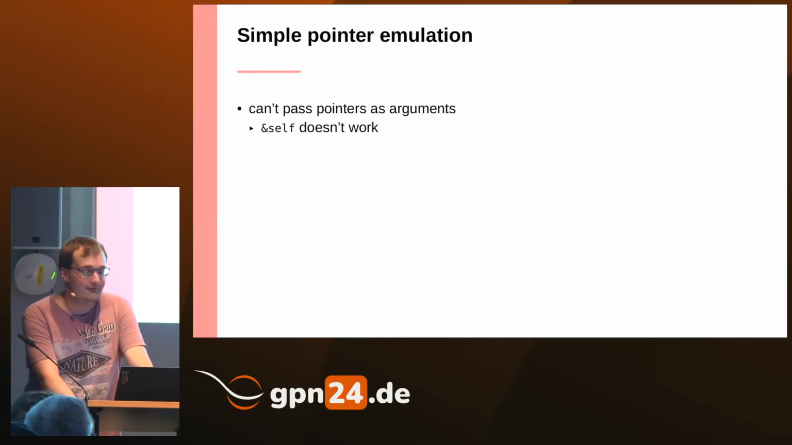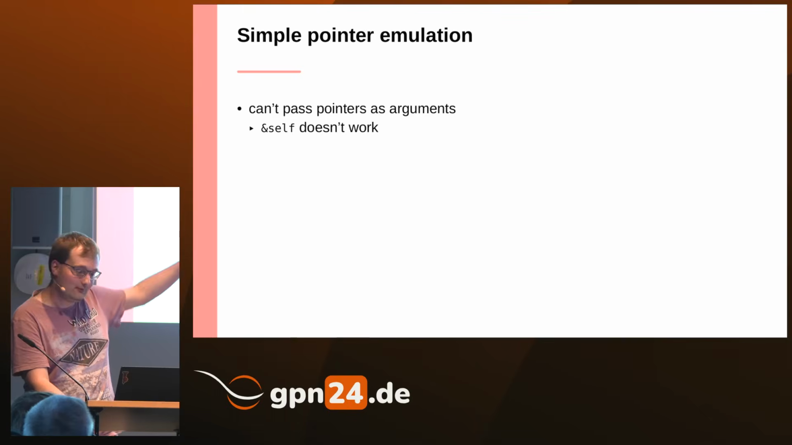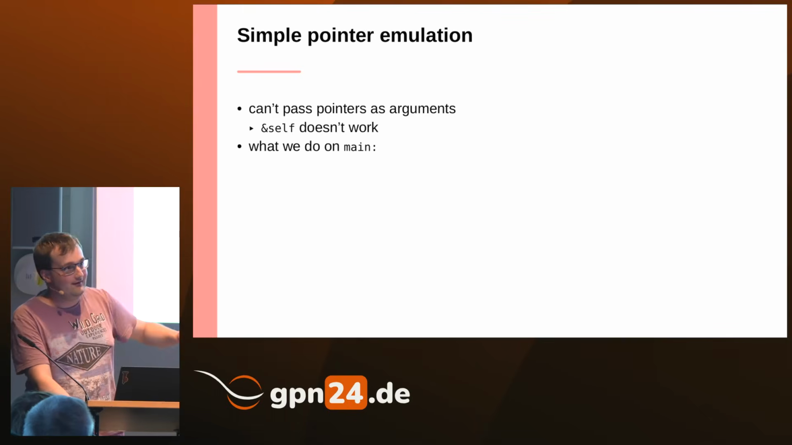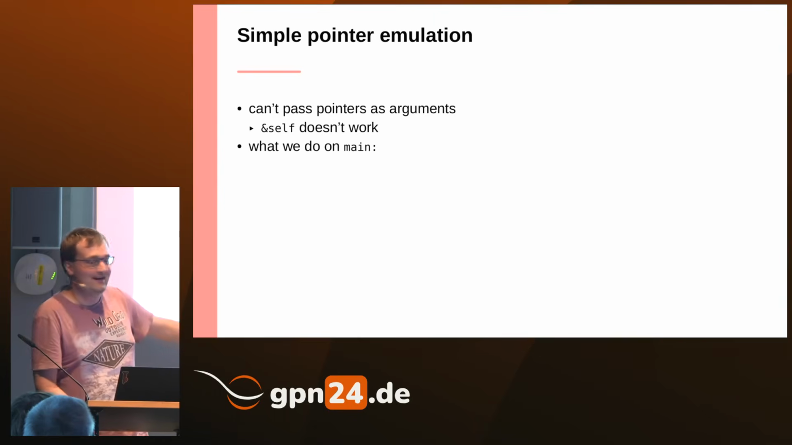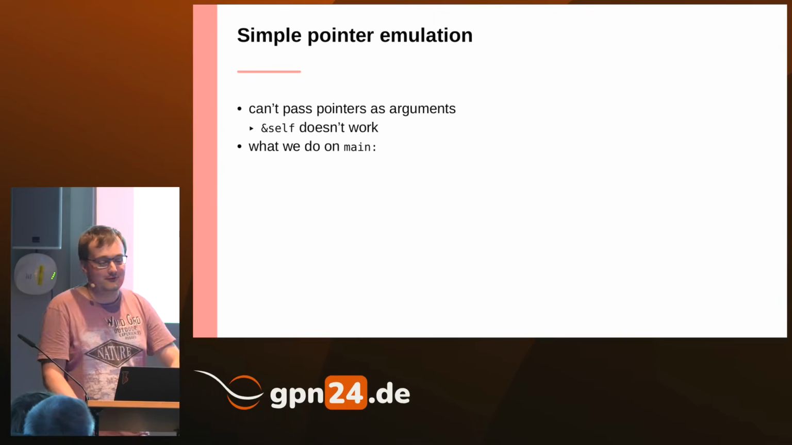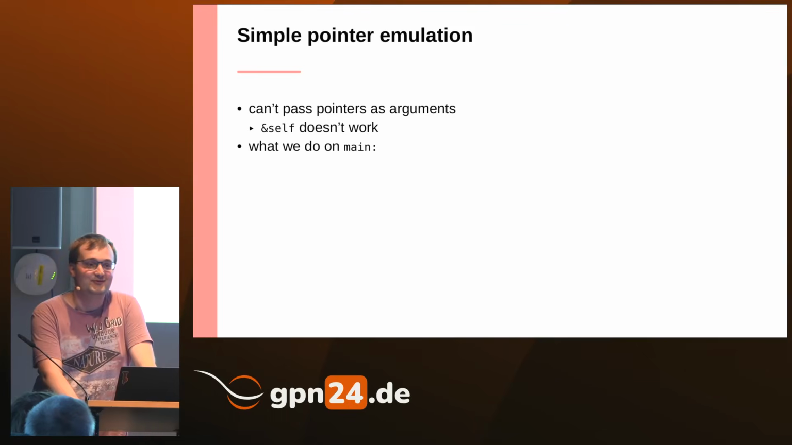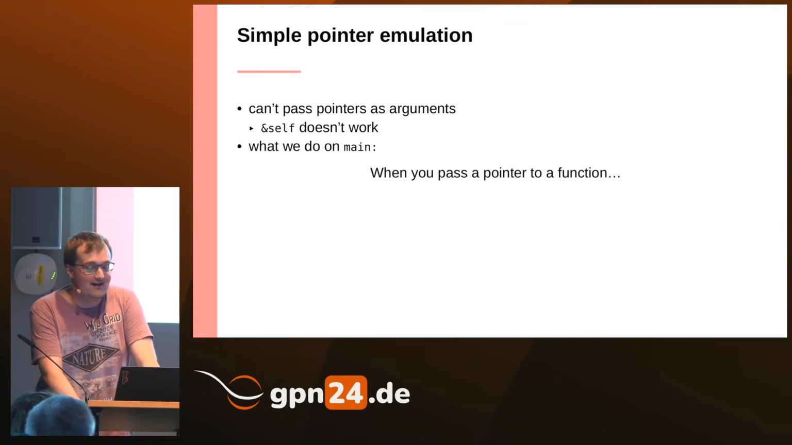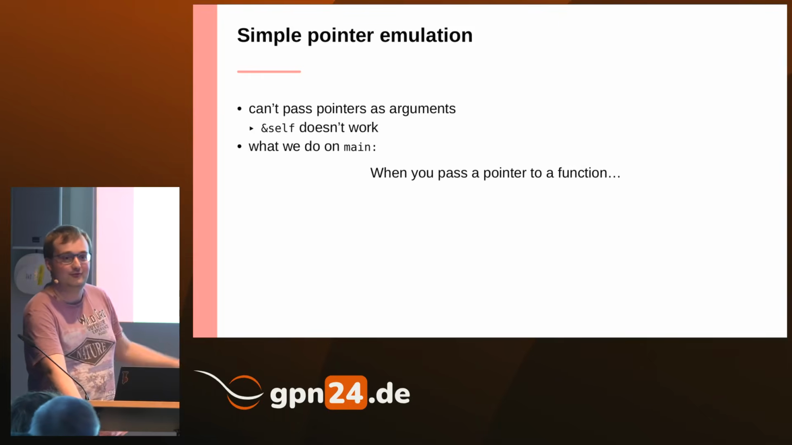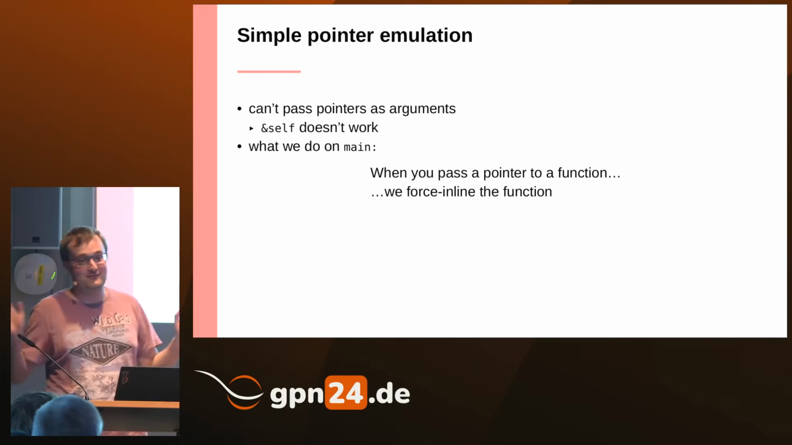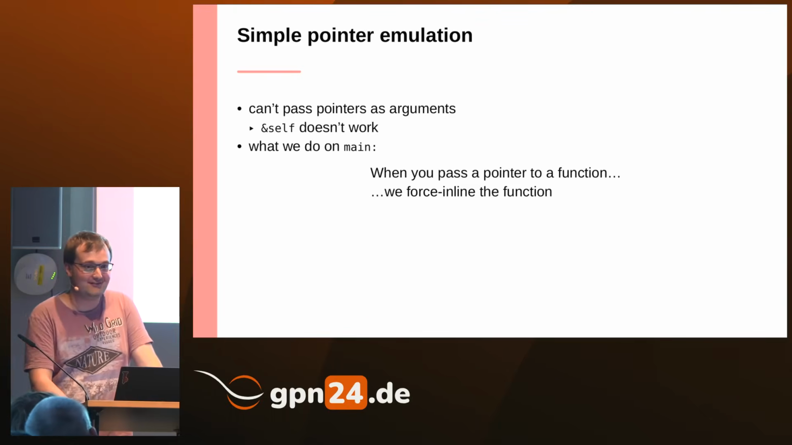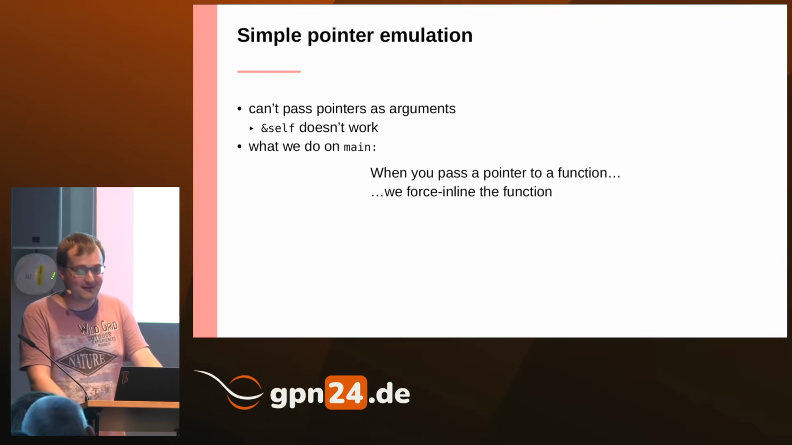So this is probably the most annoying part, and how do we deal with it right now? We have a certain weird algorithm on current main, which helps with the whole reference self and reference mut self, and it does something really, really simple. If you pass a pointer to a function, we just inline the function. Because if the function is inlined, I'm not passing the pointer to a function, right? So we just work around the rule that way.